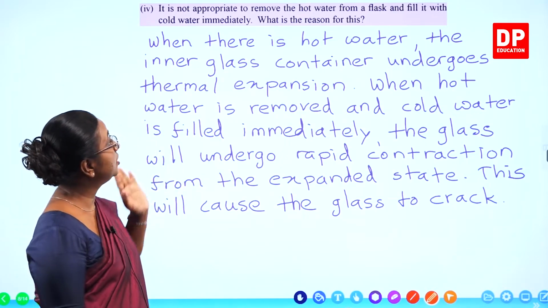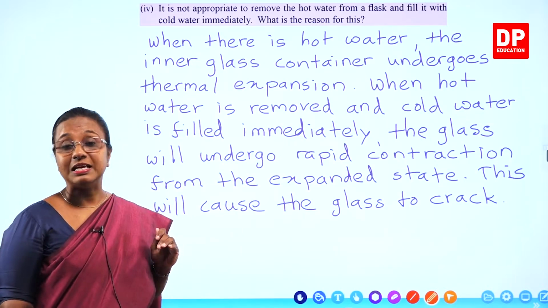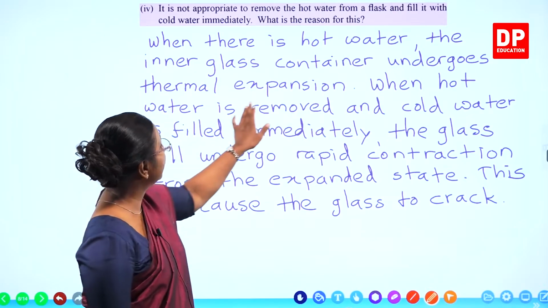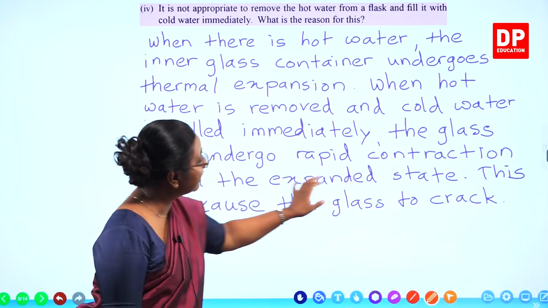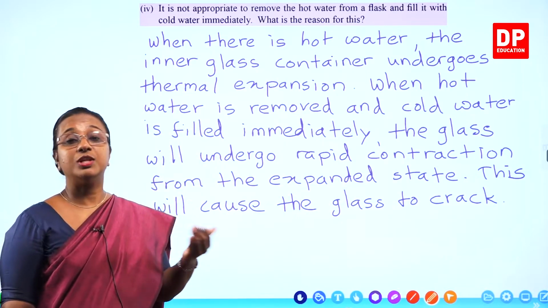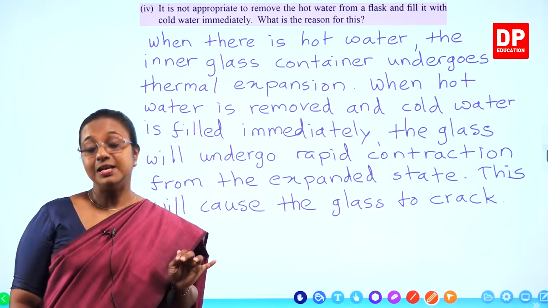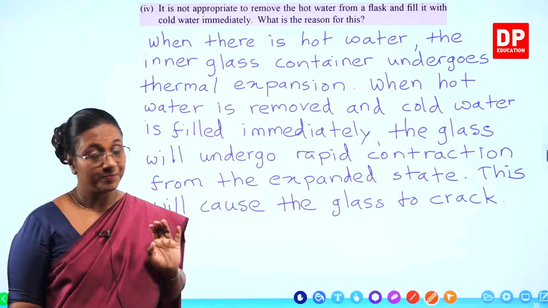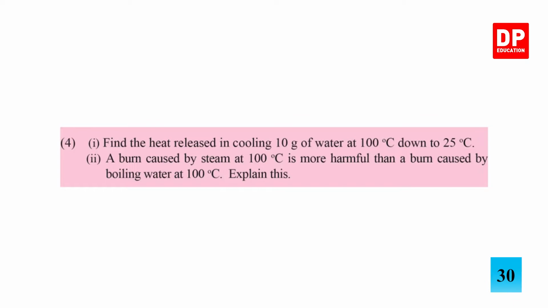So therefore, we should not do this. I am sure you also gave a similar explanation. So here the important thing is, students, you have to mention the thermal expansion when there is hot liquid and the rapid contraction due to the cold liquid. So therefore, the cracking of glass will take place. If you mention that, then your answer is correct. So with that, I will move on to the next question.